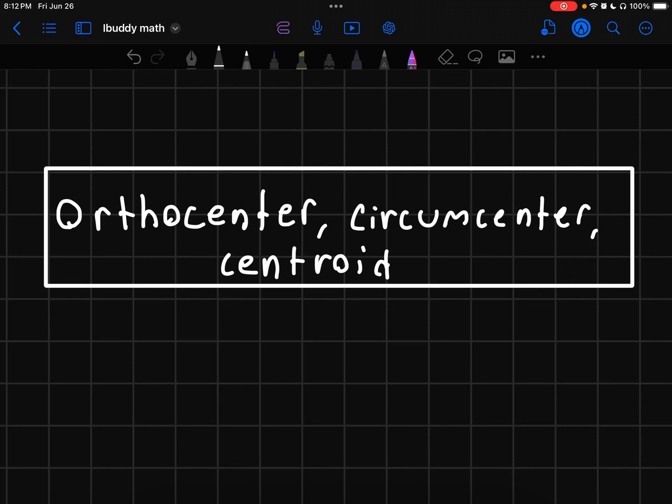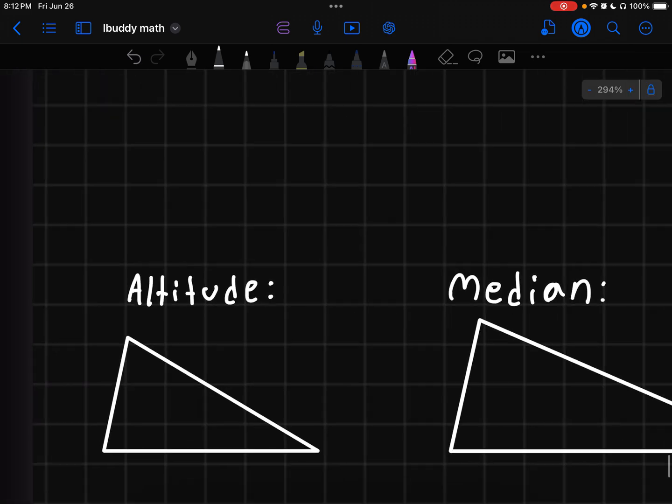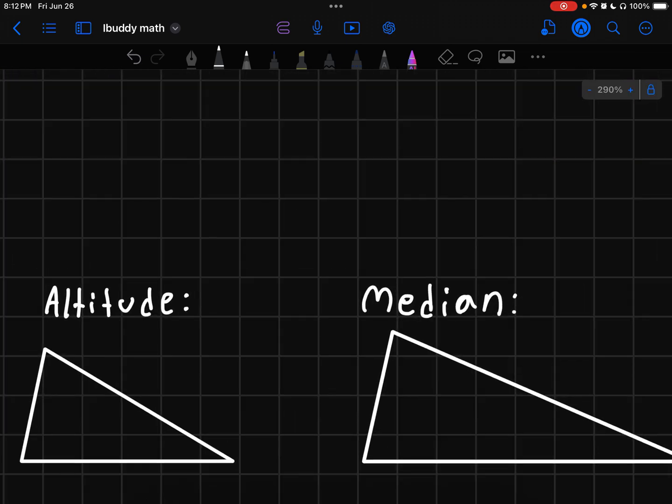Hello, everyone. Today I'll be talking about Orthocenter, Circumcenter, and Centroid. So first of all, we need to learn three definitions first.